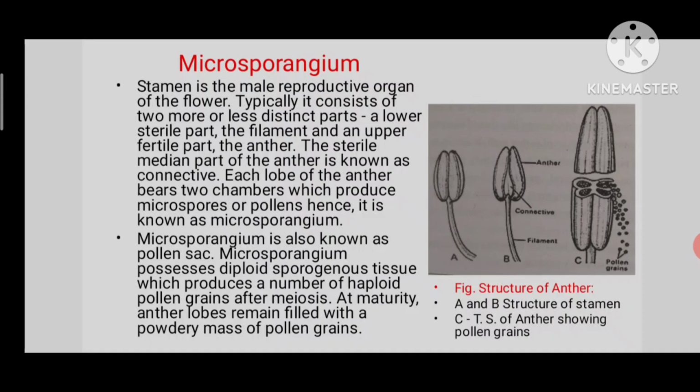Each lobe of the anther bears two chambers which produce microspores or pollens. Hence, it is known as microsporangium. Microsporangium is also known as pollen sac. Microsporangium possesses diploid sporogenous tissue which produces a number of haploid pollen grains. After meiosis, at maturity, anther lobes remain filled with a powdery mass of pollen grains.